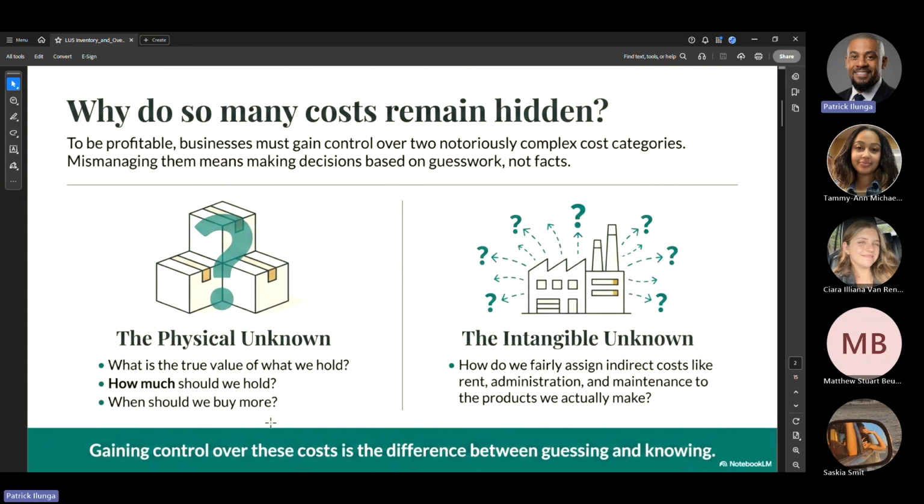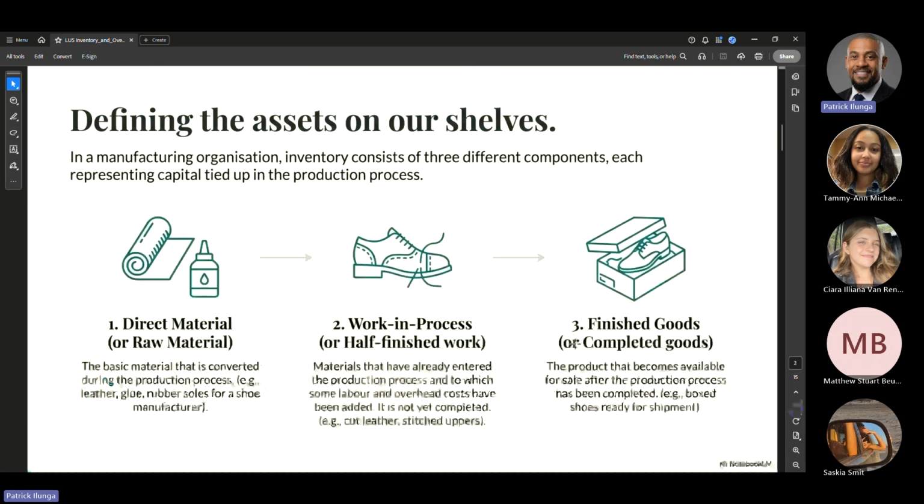And that's the purpose of you doing financial management, so that you cannot rely on guesses. You have to know exactly how you would go about it. Right. Okay, so defining the assets on our shelves.